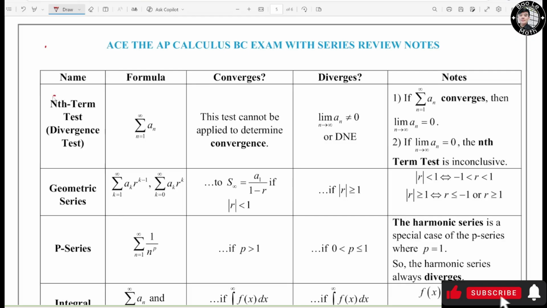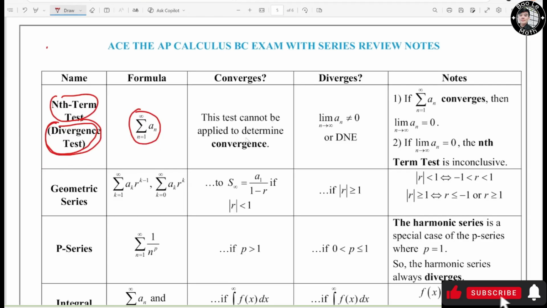The first one is the n-term test. Another name of the n-term test is the divergence test. The formula is going to be series a sub n. This test cannot be applied to determine convergence. Now the series a sub n diverges when the limit of a sub n when n approaches infinity is not equal to 0 or does not exist.